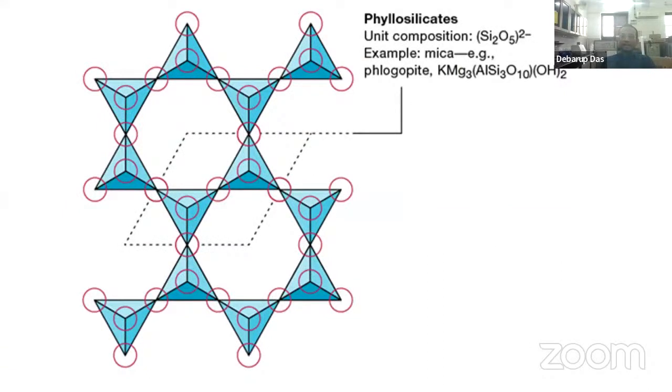Now, in that chain, you have one chain, you have another chain. In the amphibole, you have two chains, only two chains. Nothing above, nothing below. And they expand only in one direction. Two chains are expanding only in one direction and they share one oxygen.